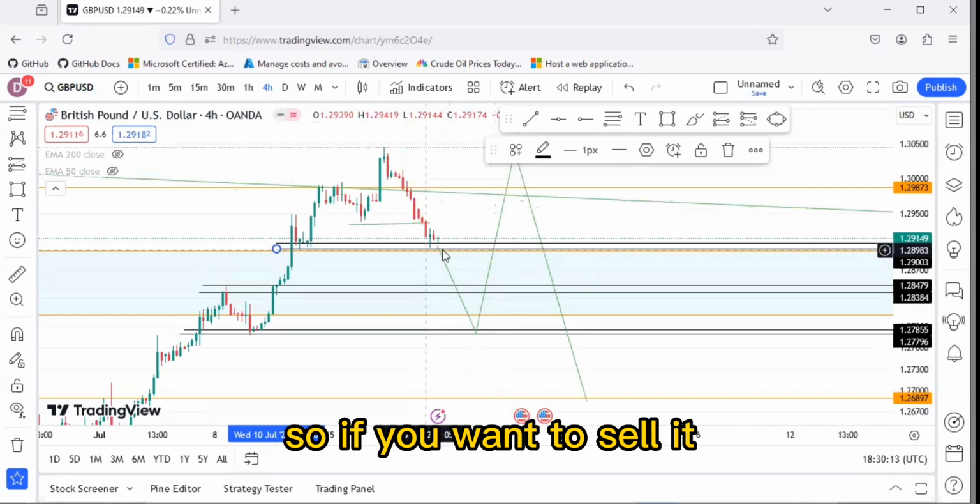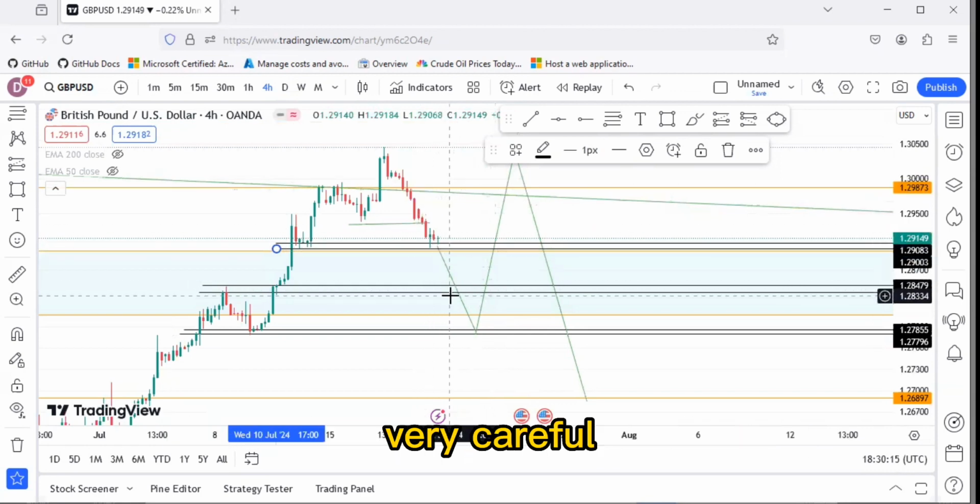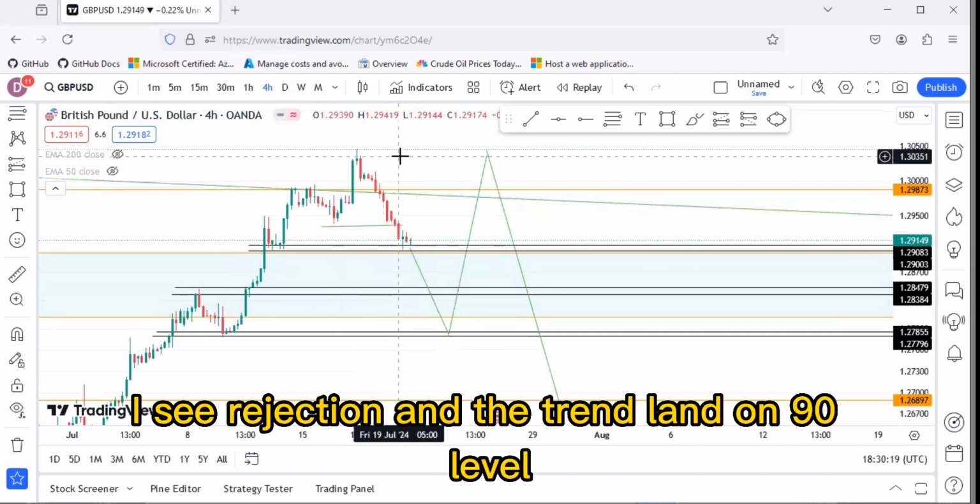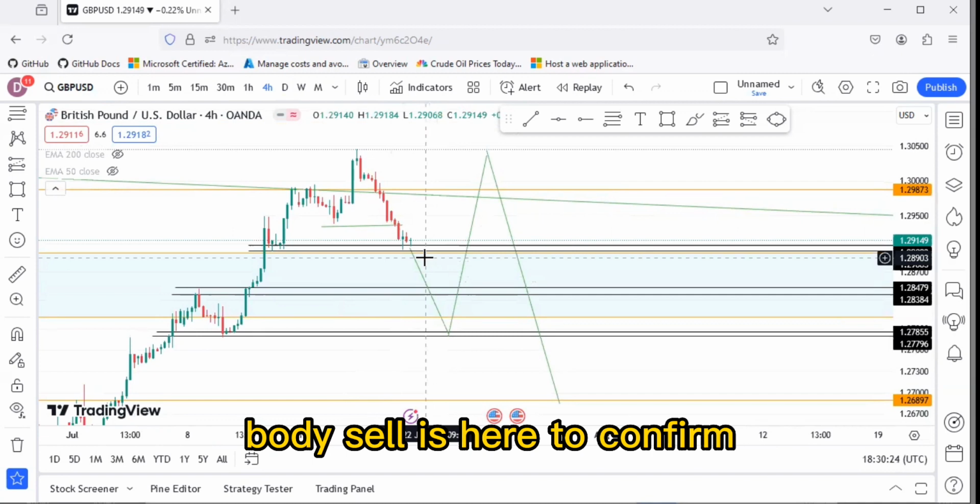So if you want to sell in this market now, you have to be very, very careful, because the sell has not been confirmed yet. Although truly there is a rejection at the trend line and at the level, the sell is yet to be confirmed.